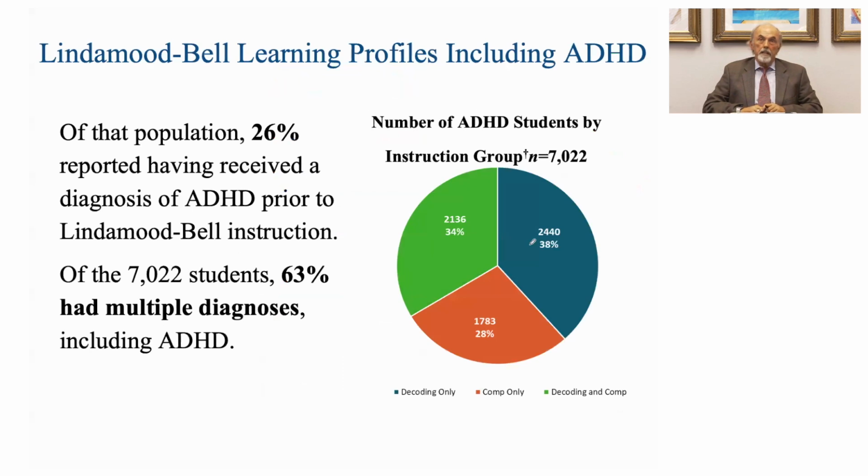If we break that out for that population of children who have ADHD, 26% reported having a diagnosis of ADHD. Of those, when you look at the instructional groups being decoding only, comprehension only, or some combination of the two, you see pretty much an equal split. So what that's saying is across the board in terms of their learning profile, regardless of their reading diagnosis, we're seeing ADHD as being comorbid for these particular categories. Of the 7,000 students, 63% have multiple diagnoses, including ADHD.